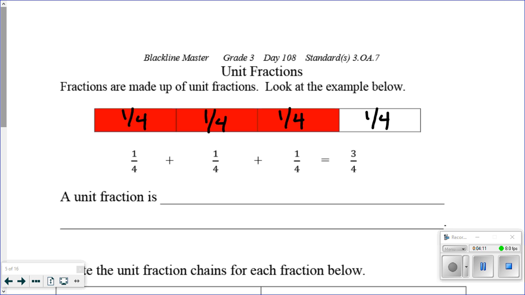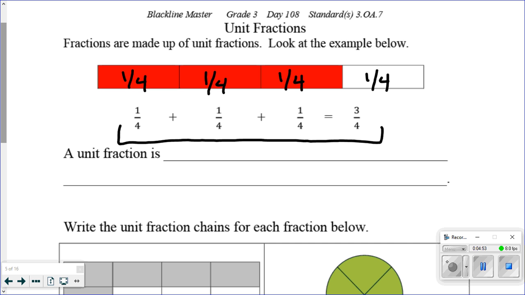The math language of that is right here: 1/4 plus 1/4 plus 1/4 equals 3/4. We're only dealing with the three that are shaded. Those are the only ones that we're counting right now. So underneath, once you've got your bar shaded in, I want you to write the math language of what you just did. The math language is the equation 1/4 plus 1/4 plus 1/4 equals 3/4.